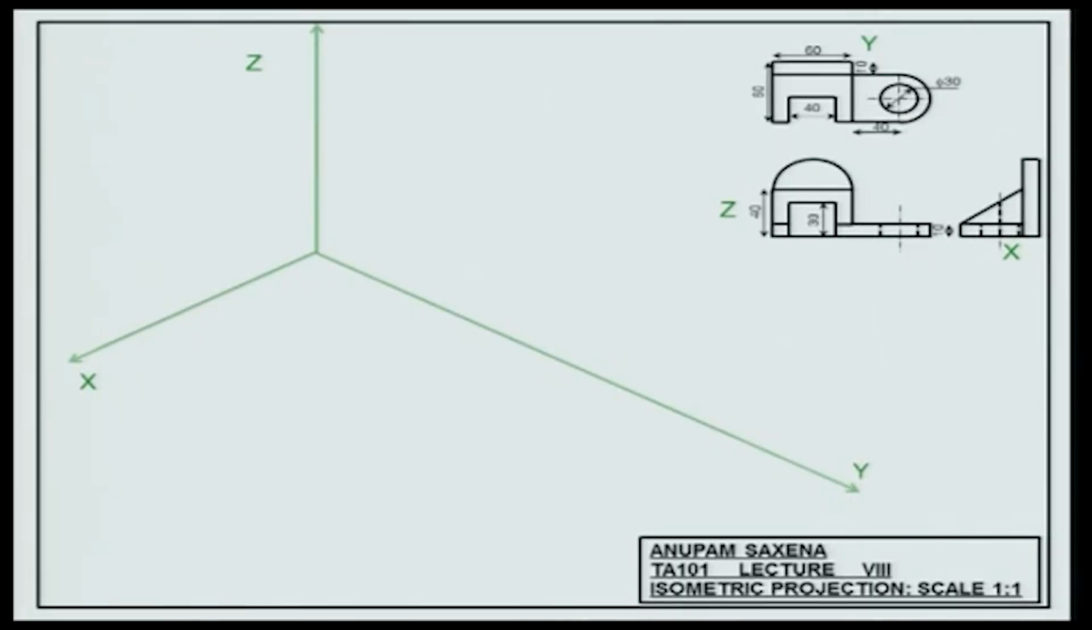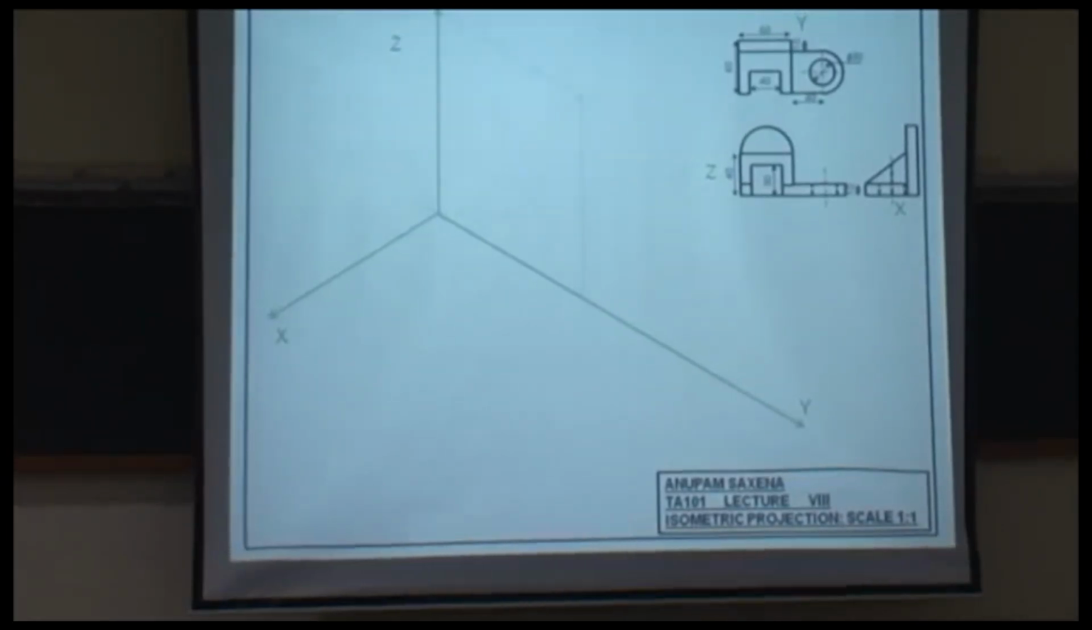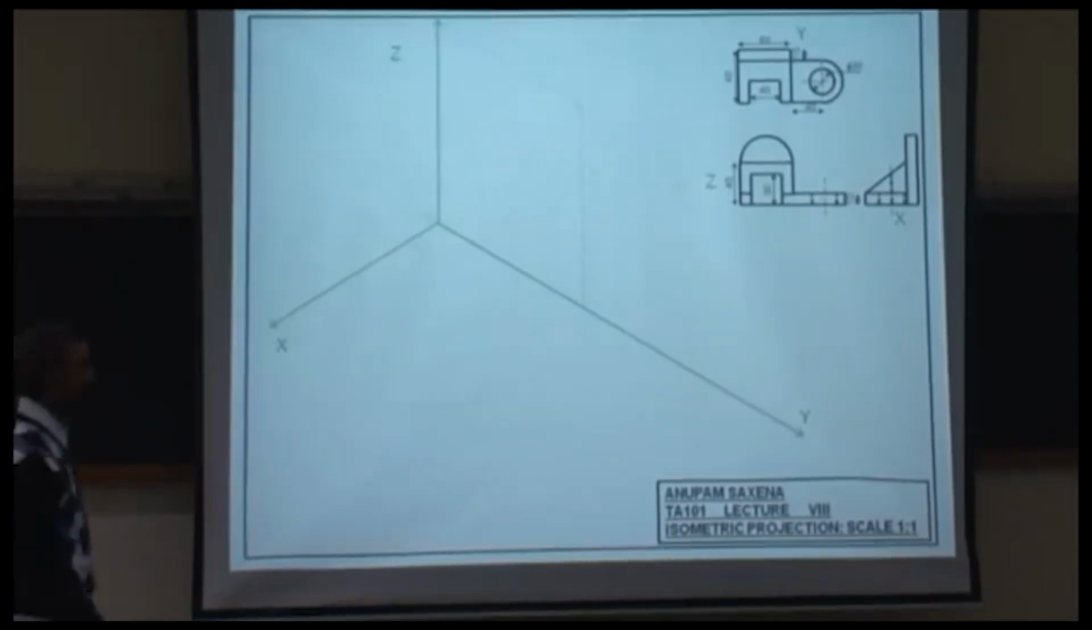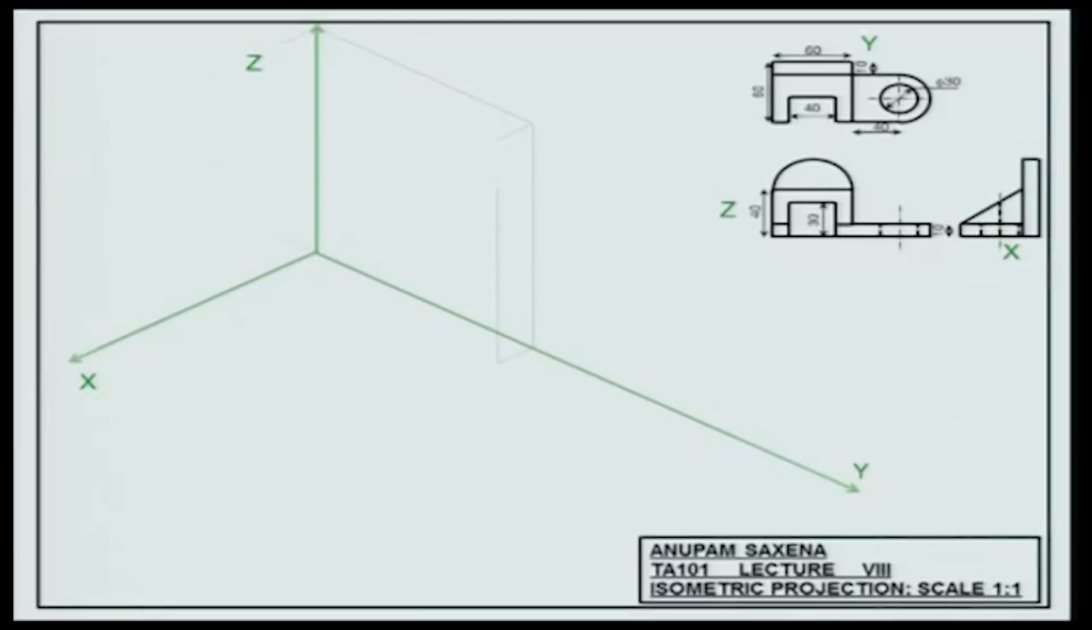What's this height? 70. What is this? 60. What is this? 10. Once you have identified the 3 dimensions of a box or of a block, you can draw parallel lines along the x, y and z and go ahead and draw the block.